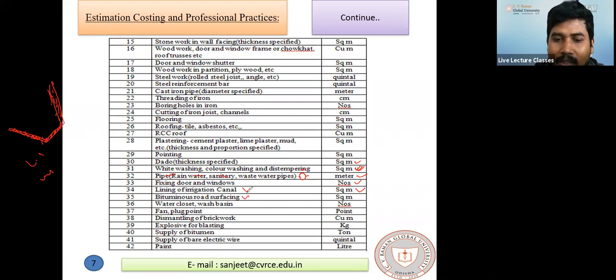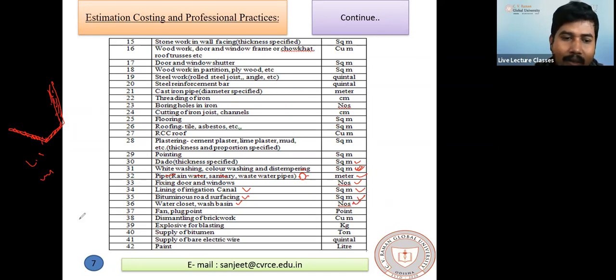Bituminous road surfacing, that is, bituminous road or flexible pavement, where we put bitumen over the surface, is also in square meter. Water closet, wash basin in a building: suppose in a room I install 2 wash basins, that unit is in numbers.